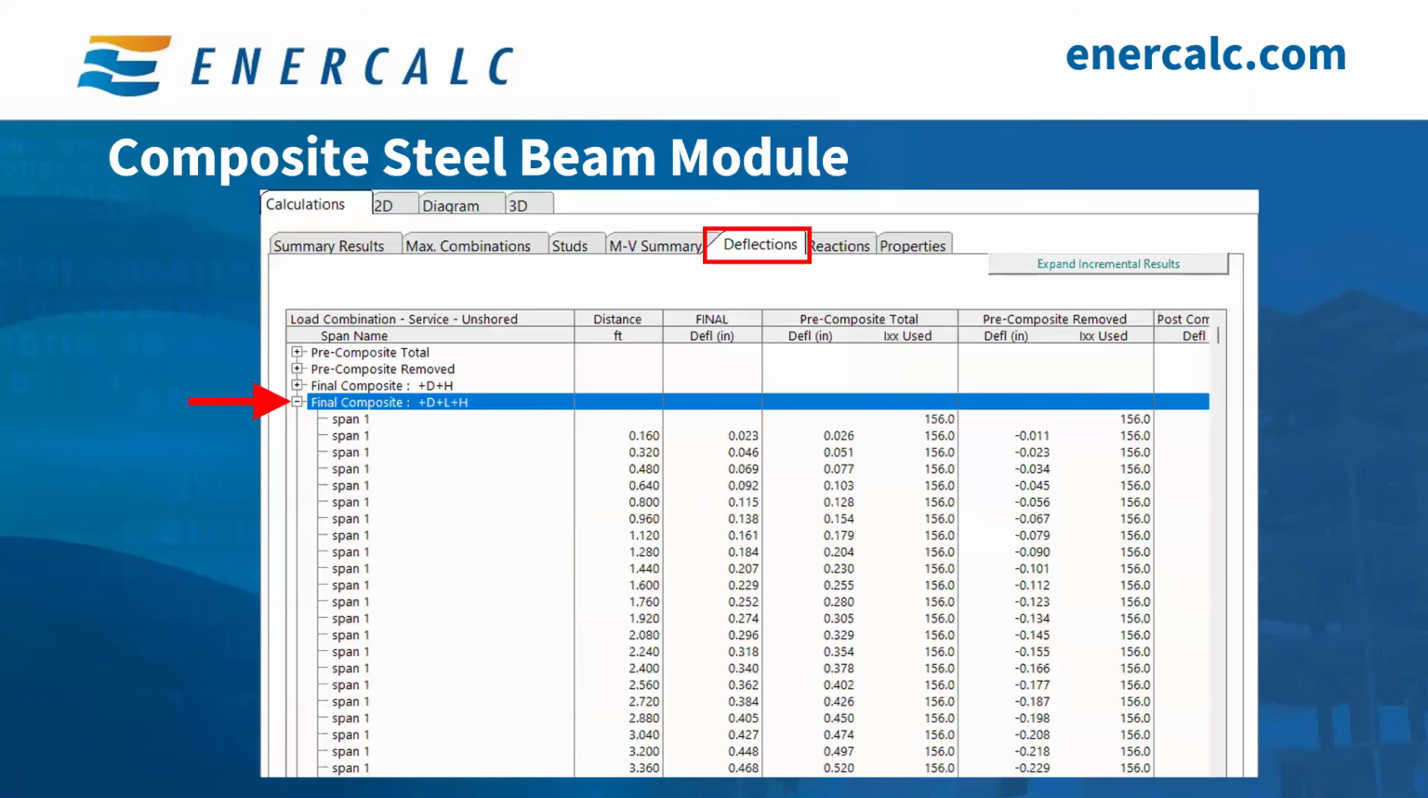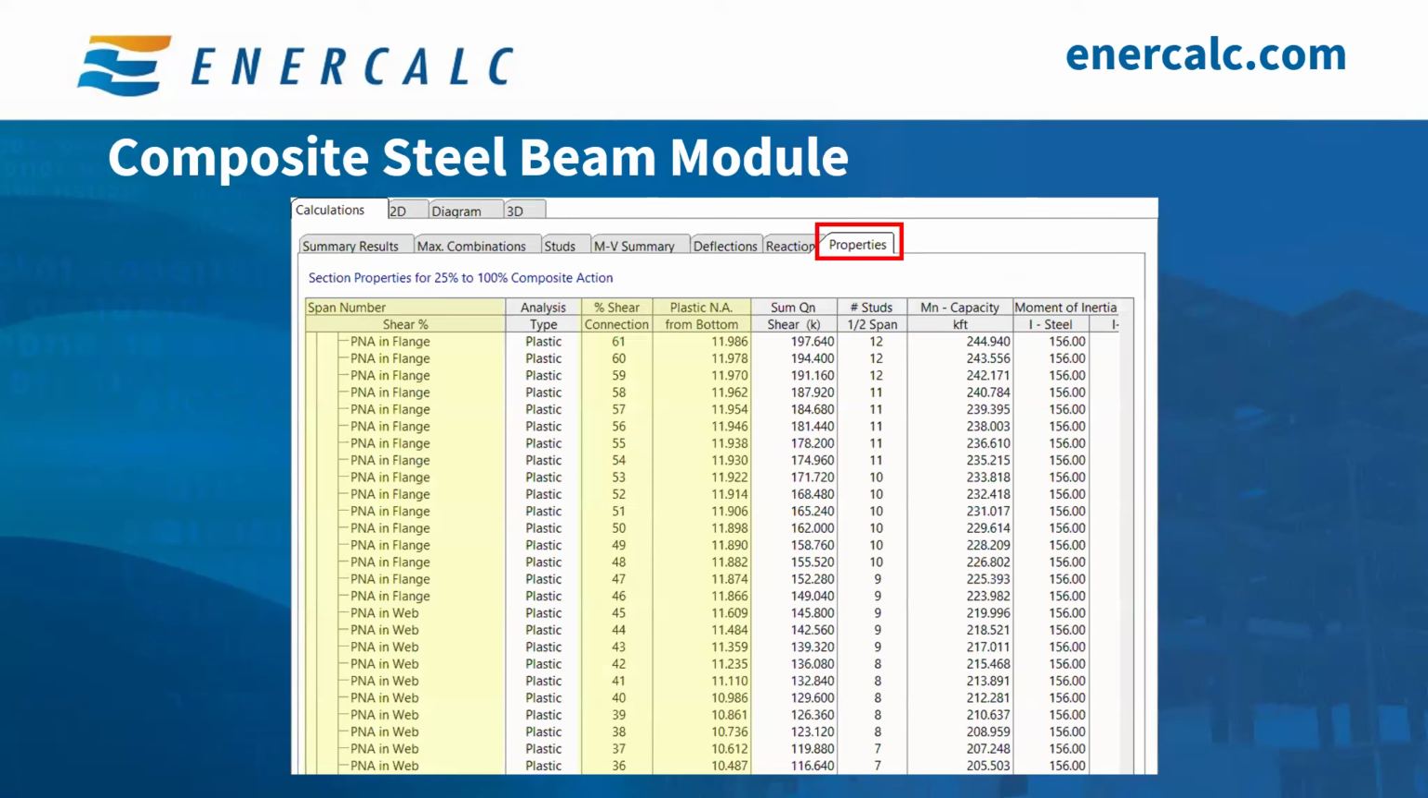And a much deeper deflection analysis and incremental analysis values along the length of the beam can be found under this deflection tab right here. You can pick whatever load set or load combination you want. You can do the pre-composite total, pre-composite removed. For this example, you can pick here the final composite, and this is the load case or the load combination that controls. You can get a lot of information, including incremental deflection information and other intermediate values that you can look at and use.